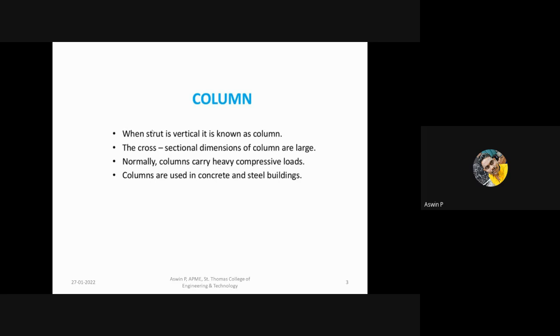The columns can carry heavy compressive loads.